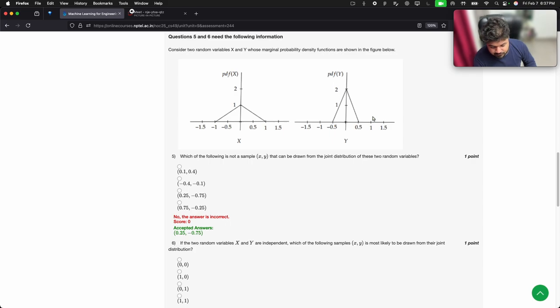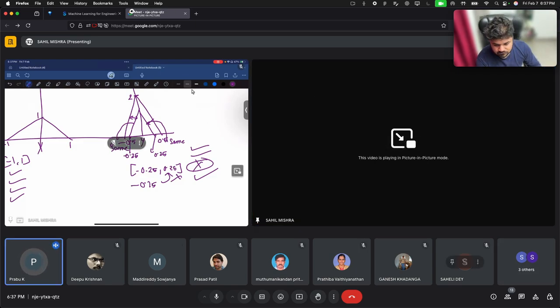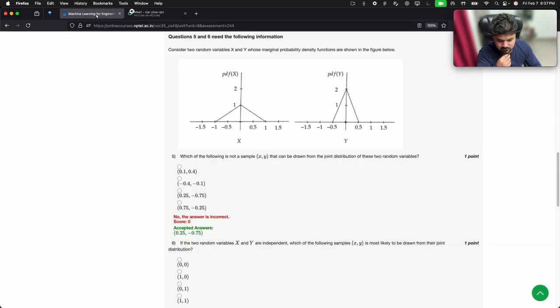Which one is not satisfying? Third option, right? -0.75 does not lie in this. So the third option is the correct one. Got it? If you are saying option D, -0.25 falls in this probability distribution. Although the probability is 0, it falls inside this distribution. But I cannot say anything about -0.75. It's out of this domain.